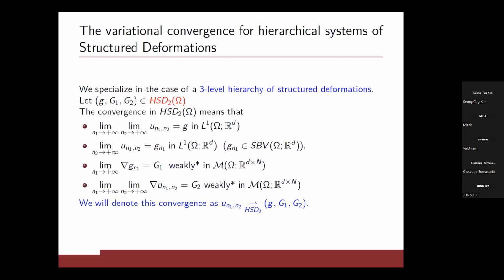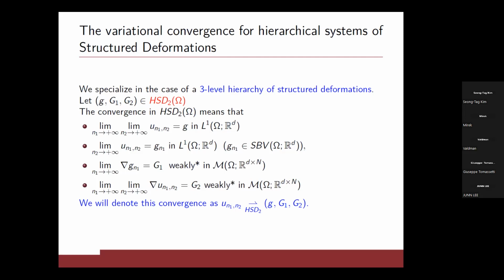Okay, what was our first contribution is the following. Can we achieve in this same way, essentially taking iterative limits, first as N2 and then as N1 going to infinity, this triple g, G1, and G2? The answer is yes, in the sense that is described here.